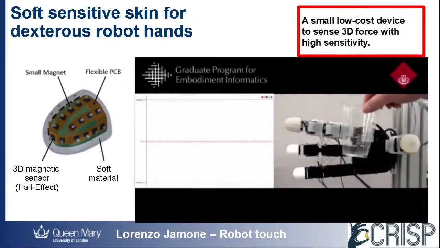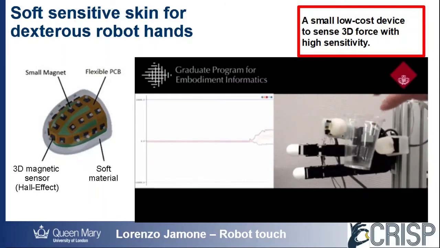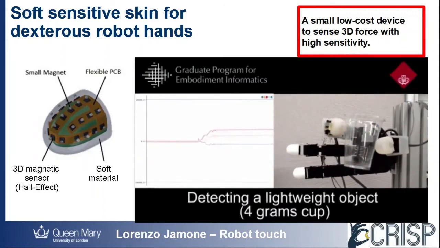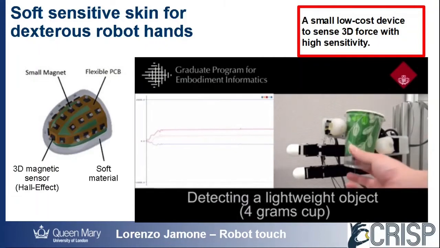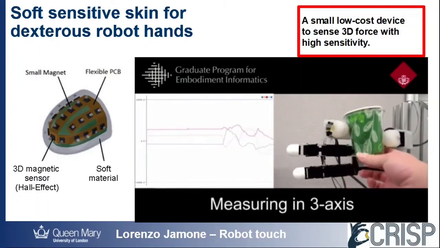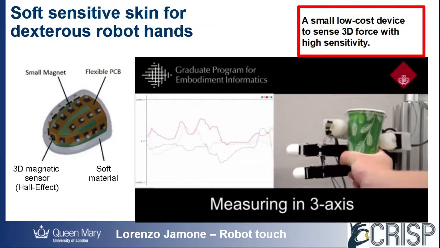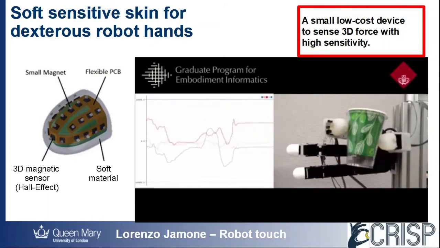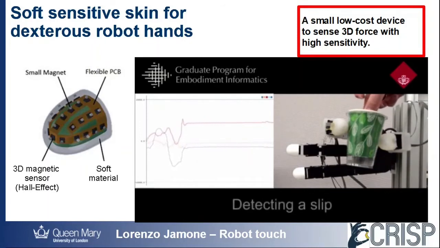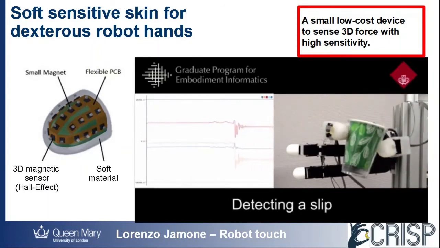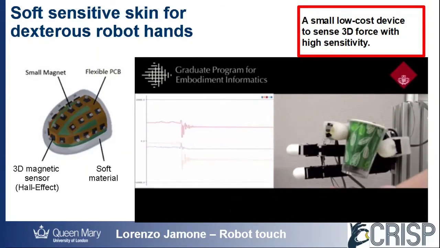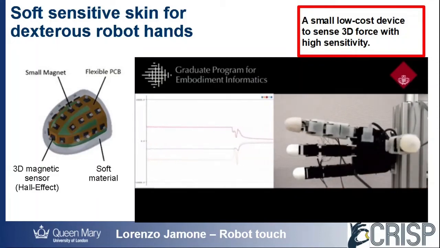Because these sensors are so small, we can cover large and curved surfaces with a high density, like the fingers of this robot hand, which has more than 300 sensors in total. And because they are very sensitive, the robot can safely manipulate delicate objects like the plastic cup you see in this video, applying just the right amount of force not to damage it. In addition, we can also estimate object properties, such as size, stiffness, and weight.